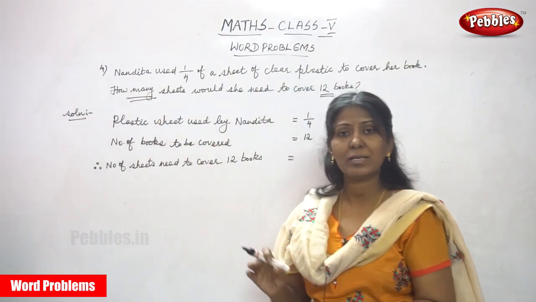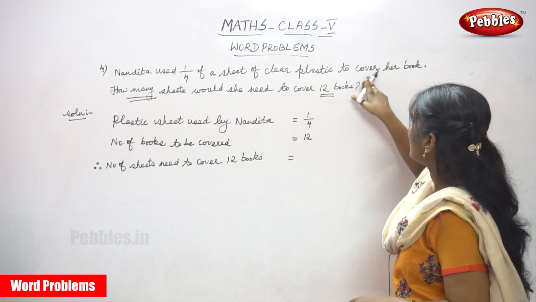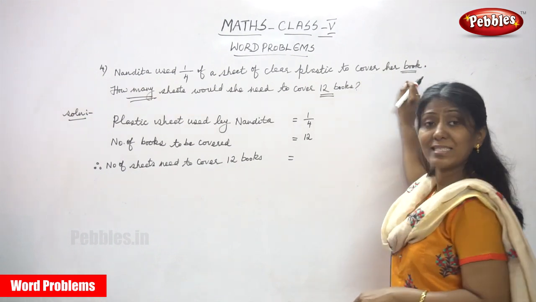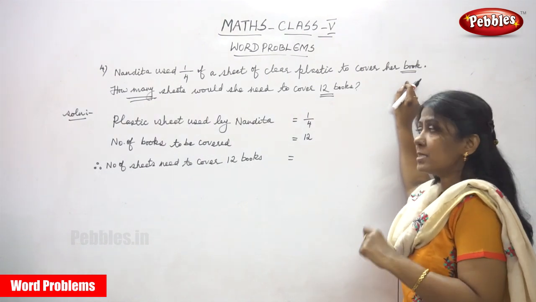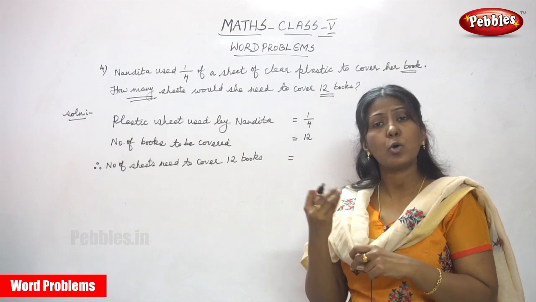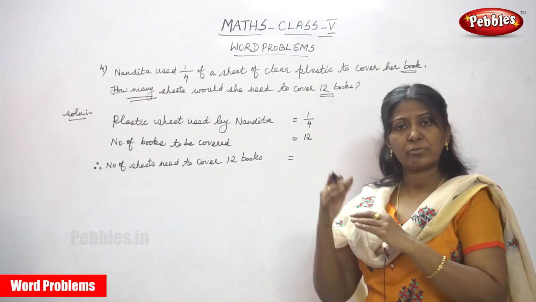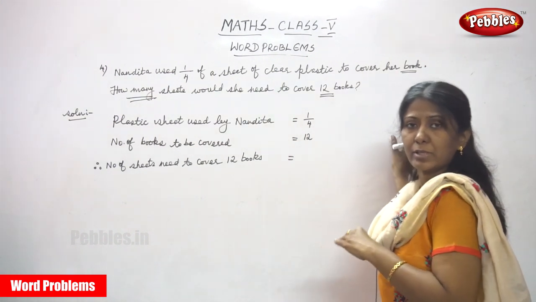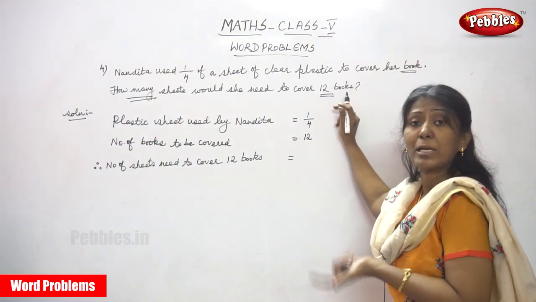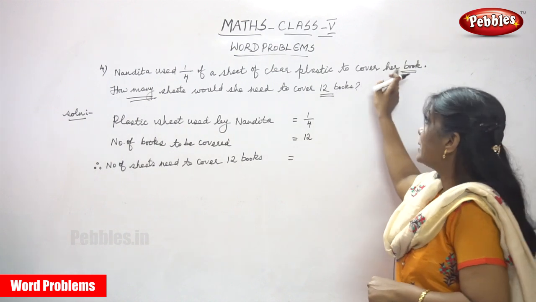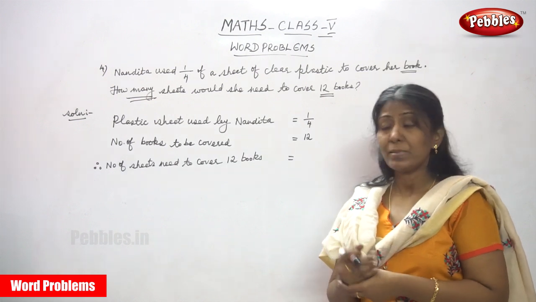But at the same time, you have to consider always. Here they have given plastic sheet to cover a book. So cover her book is considered as only one book. She needs 1/4 sheet, and she covered a book already. She used 1/4 of a sheet to cover a book. But here she has to cover how many books? 12 books. So they gave one book, but they asked how many books? 12 books. Okay, so repeat it again.